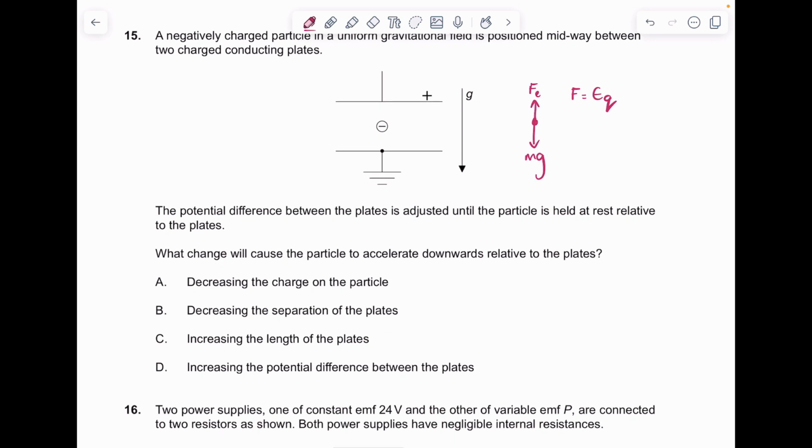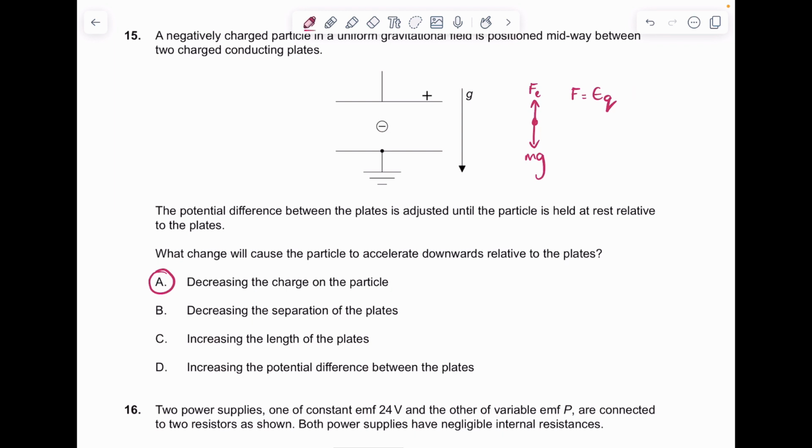What change will cause the particle to accelerate downwards relative to the plates? So decreasing the charge on the particle. So if we make Q smaller, that is going to affect this expression. If we make Q smaller, the electric field's still the same, so the upwards force will decrease. That will mean that the weight force downwards will be larger than the force from the electric field upwards, so that would cause the particle to accelerate downwards. So A is correct. Let's just quickly run through the other three to make sure we're happy with our choice.